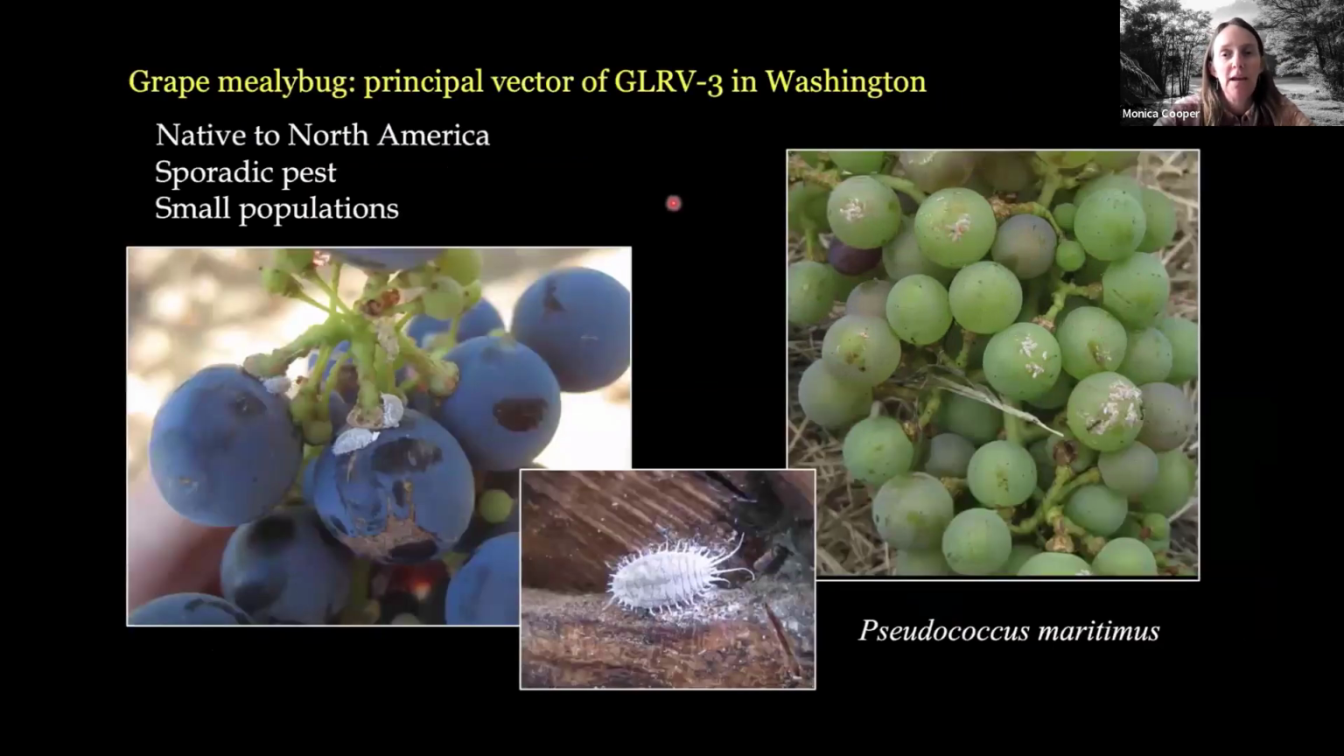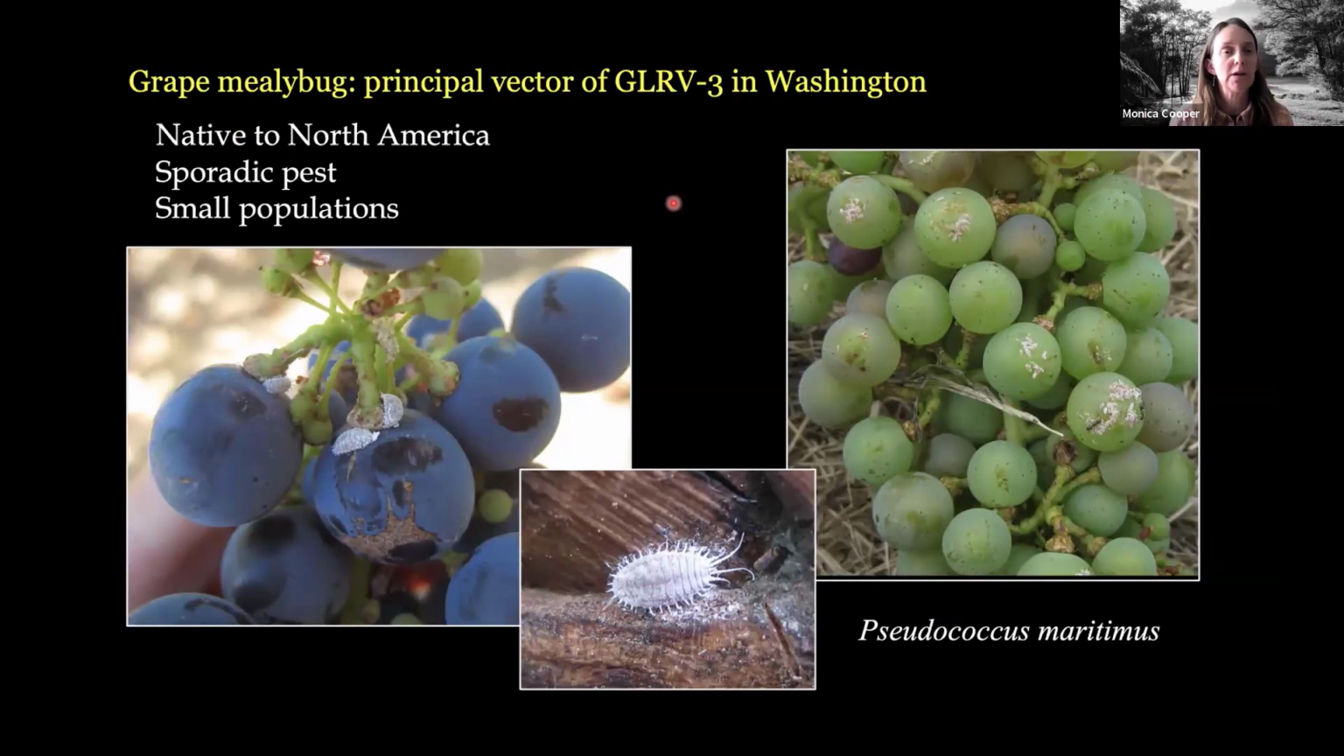So in Washington, unlike in California, you have one mealybug species in vineyards, and that's grape mealybug. So that is a principal vector of leafroll 3 in Washington. It's an insect that's native to North America. So what that means for us is that it's a somewhat sporadic pest. So it may be very widely distributed, but it doesn't often reach large populations to become a direct pest itself.